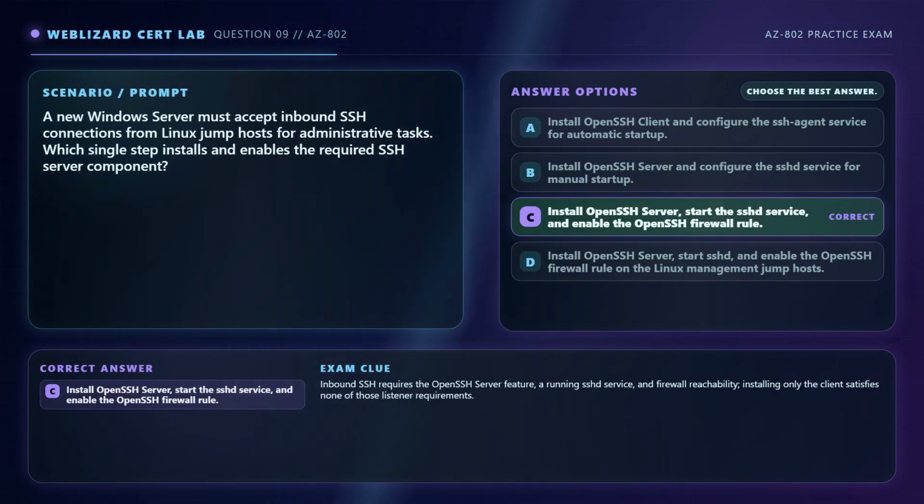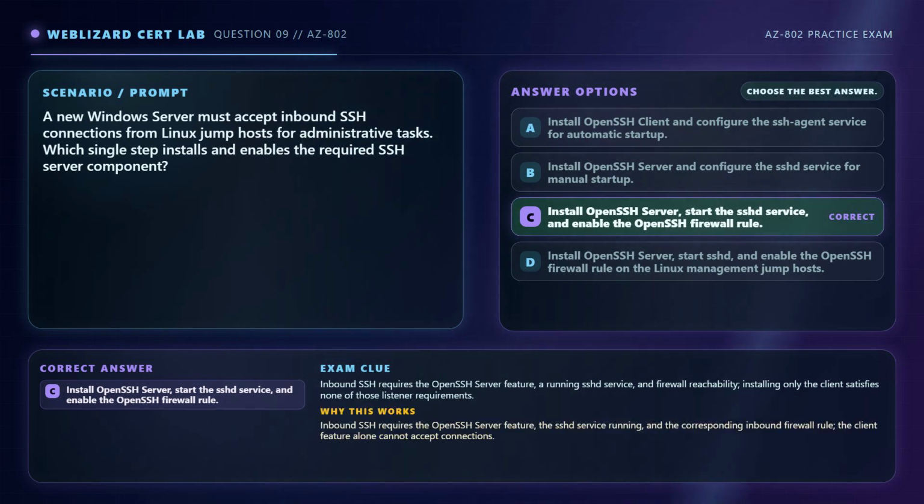The correct answer is C. Install OpenSSH server, start the SSHD service, and enable the OpenSSH firewall rule. Inbound SSH requires the OpenSSH server feature, the SSHD service running, and the corresponding inbound firewall rule. The client feature alone cannot accept connections. Installing only the client satisfies none of those listener requirements.